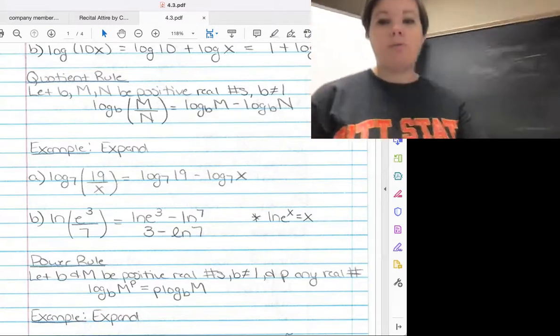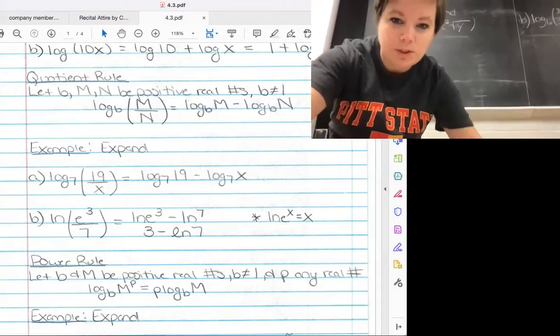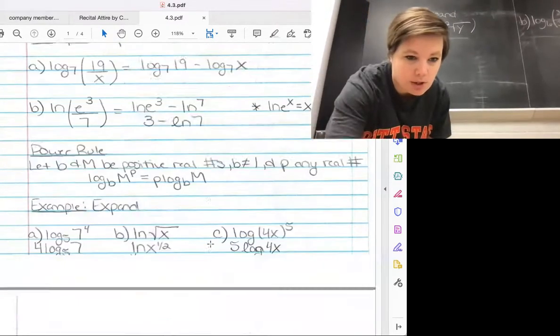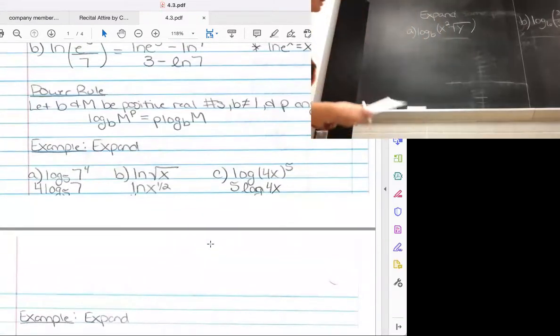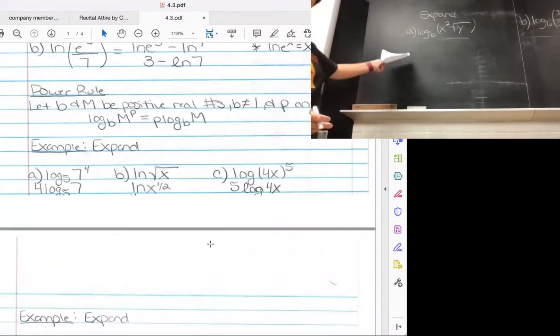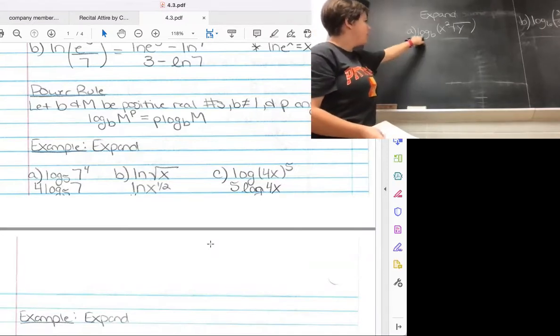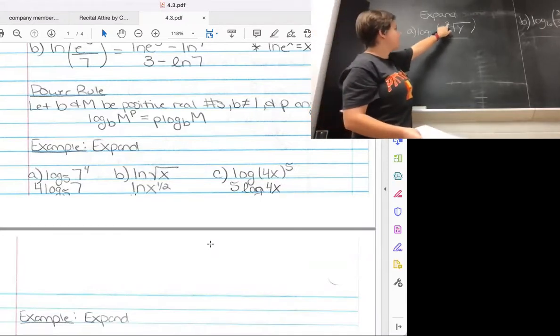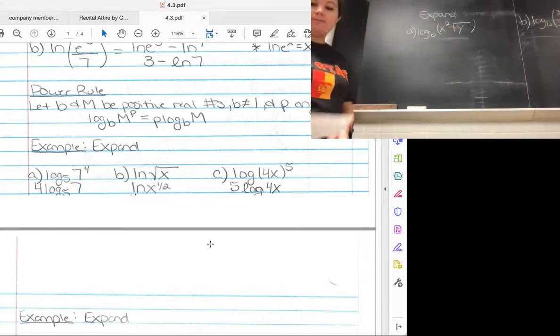We're going to be doing multiple steps, multiple rules with these. And I can scroll up so you can see. Well, I don't really want to give away the answers. So you can see from right here, we are asked again to expand, not solve. We have log base b of x squared times the square root of y.